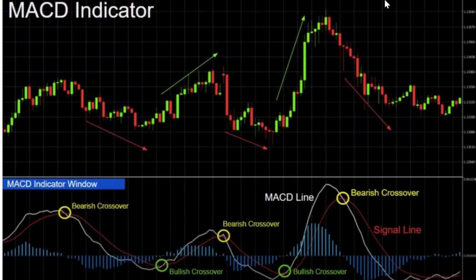And what the crossover method is, exactly what it says, crossing over. When we have the MACD line crossing below the signal line and going down, this is a bearish cross. That is a sell signal. When the MACD line crosses above the signal line, this is a bullish cross. This is a buy signal.